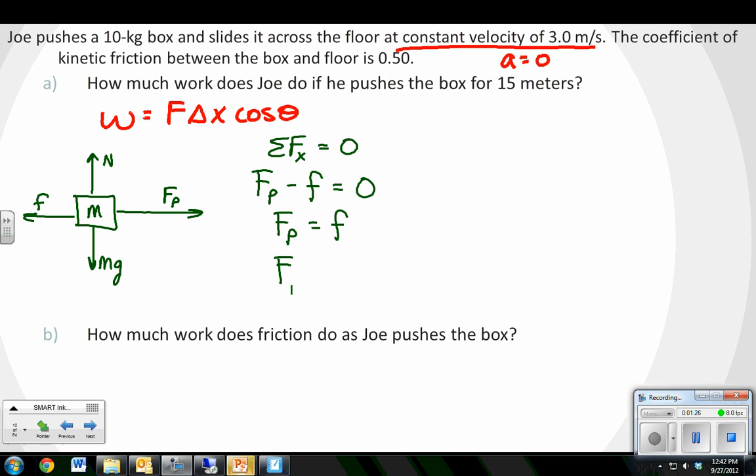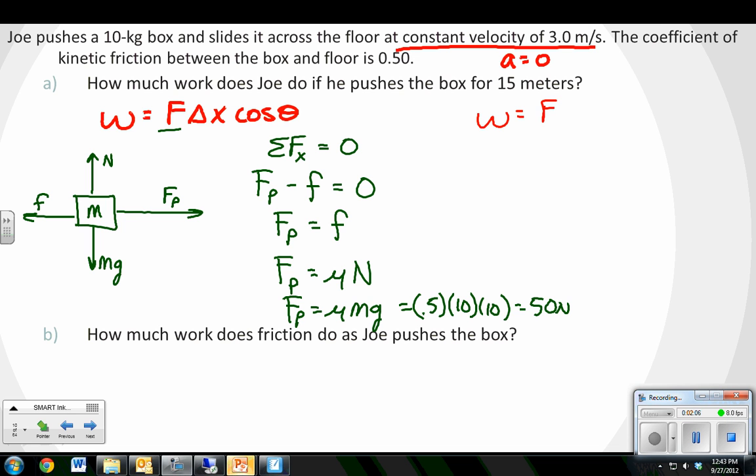Friction, if you remember, is mu times the normal force. What's the normal force? Normal force in this case is mg, since there are no other upwards or downwards forces, and there's no acceleration. So, force of the push equals mu mg. Mu is 0.5, mass is 10, gravity is 10, so the force of the push is 100 times 0.5, 50 newtons. Now we can go back and solve for the work done.